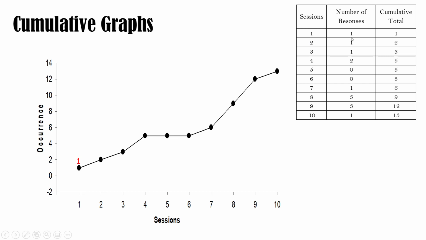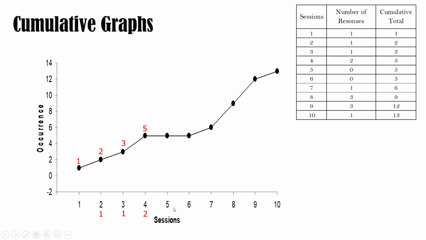Session 2, number of responses 1, but remember this is a cumulative graph. So now we're going to add 1 plus 1, and we have a total number of 2 responses. Session 3, we have 1 response. So we're going to add 1 plus 2, and our cumulative total is now going to be 3. So that's what we graph here. Session 4, we actually had 2 responses. So we're at 3 now, so we're going to add 3 plus 2, and we're going to graph 5.